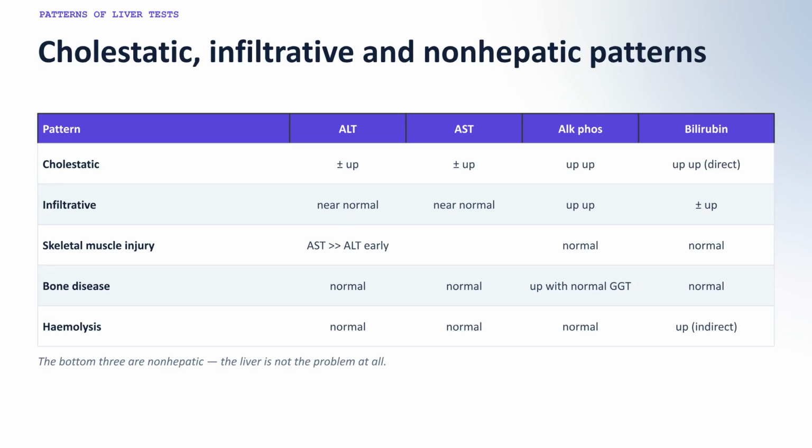Then the non-hepatic rows. Skeletal muscle injury raises aspartate aminotransferase far above alanine aminotransferase early. Bone disease raises alkaline phosphatase with a normal gamma-glutamyl transferase. And hemolysis raises indirect bilirubin alone.